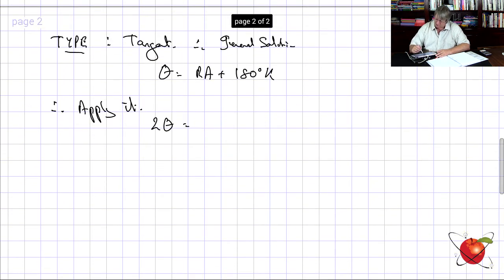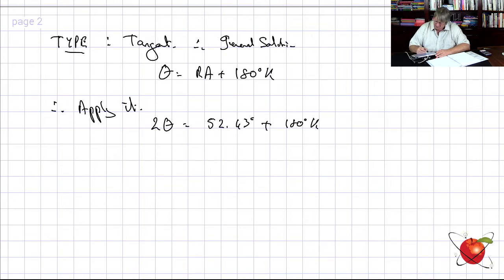Okay. So 2 theta is going to be equal to RA, which was 52.43 degrees plus 180K. Then divide by 2, right? And where's the mistake I'm going to make? We generally forget to divide that character as well. Okay, and we lose a huge amount of marks.